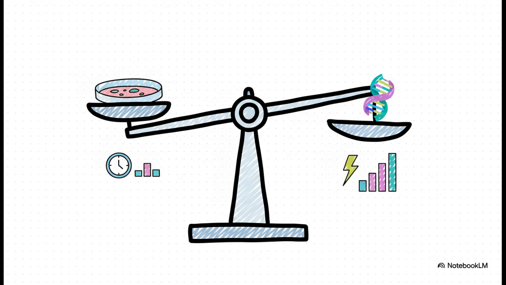Culture, at its absolute best, might hit 80% sensitivity. It takes days, and you need a live, viable organism. Compare that to nucleic acid amplification tests, or NATs. They're over 95% sensitive, give you results in hours, and they don't even need a living bug. It is no contest. NATs are the new gold standard, period.